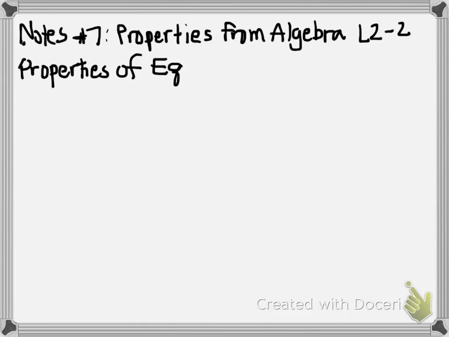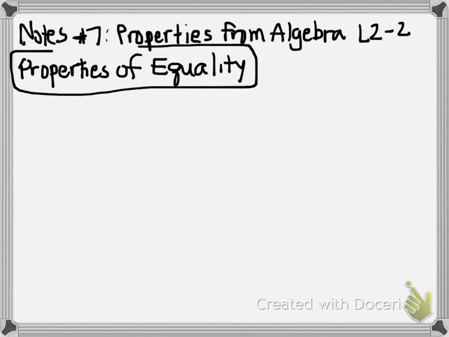So that means when you see these properties, equal signs are always going to show up. Now this is not a vocab word, so I'm going to box it. And the first one is probably one of the most used in proofs, and that's the addition property of equality.